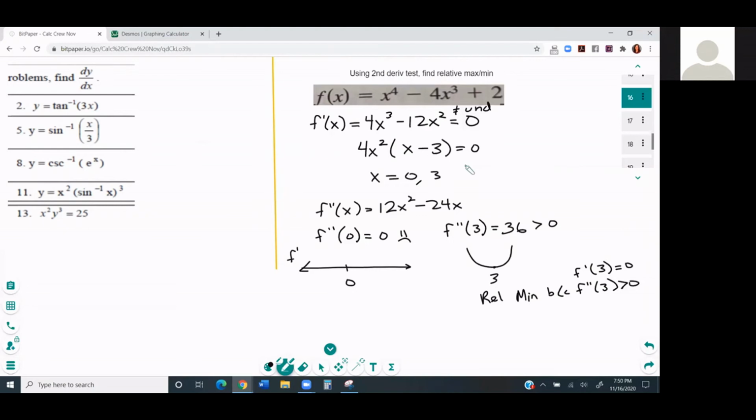So then for that one, it's going to be negative for less than 0. And then also negative until 3. Good. And then positive after 3. So then there's going to be no relative min or max around 0. Good.